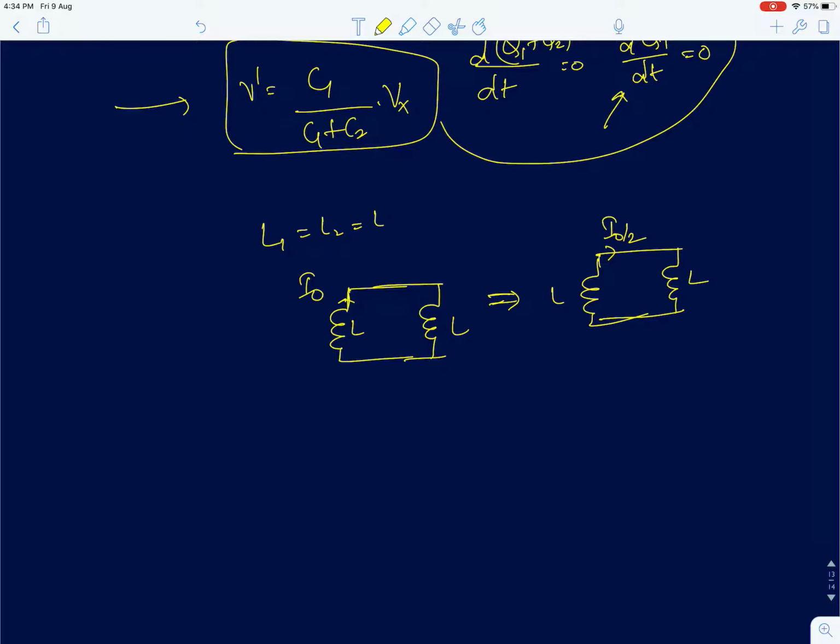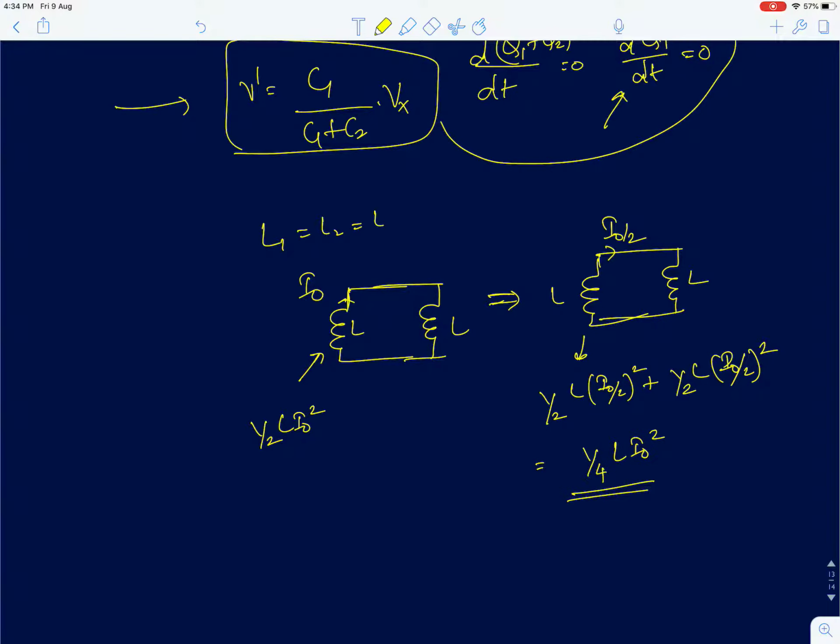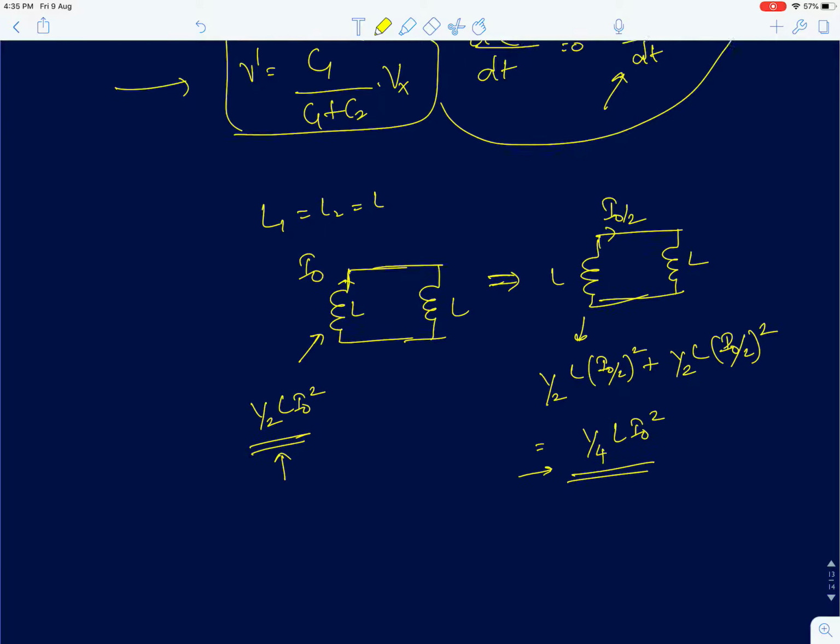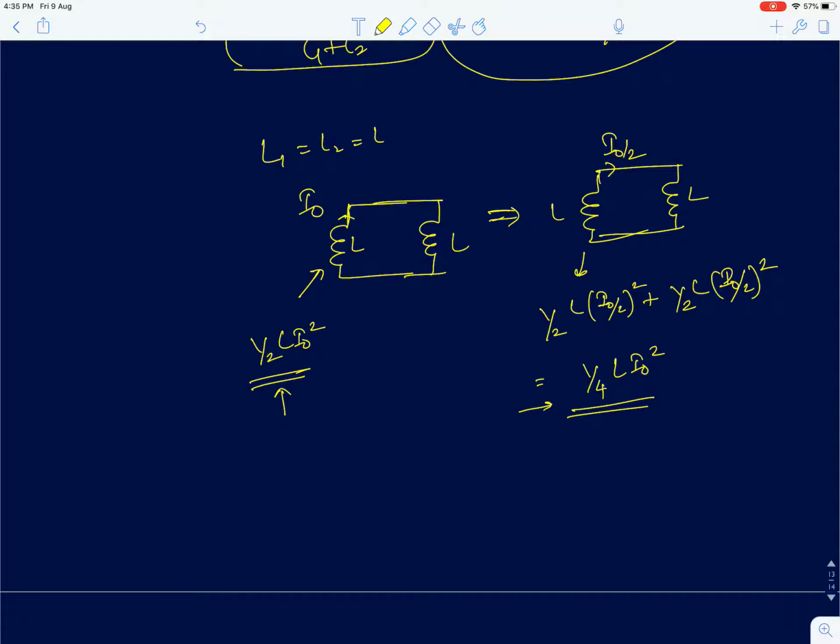Now the initial energy stored in this inductor is half L I0 squared. After this equilibrium is attained, the energy stored is half L (I0 by 2) whole squared plus half L (I0 by 2) whole squared, which is 1 by 4 L I0 squared. So the energy after closing the switch is only half of the initial energy. Therefore, where did that remaining half of the energy go? There is no other resistive element in the circuit, so our question naturally should be, where did that remaining half of energy go?